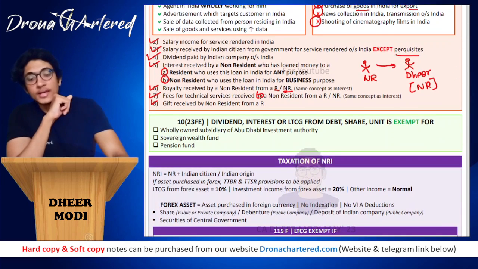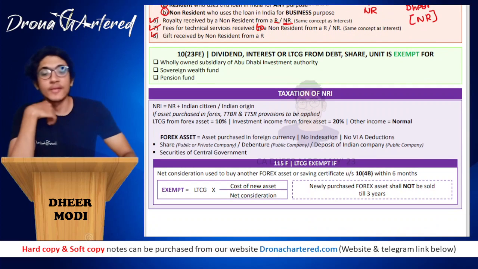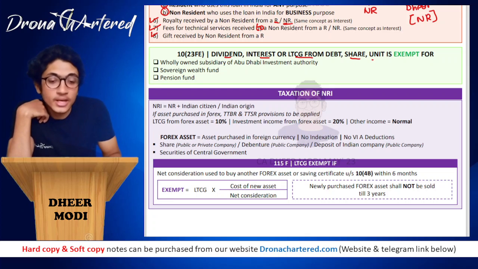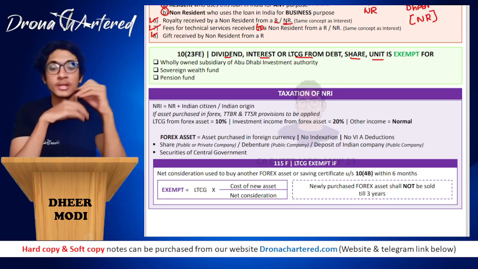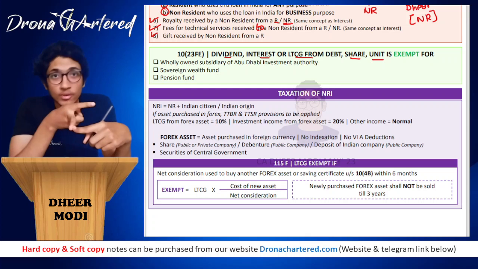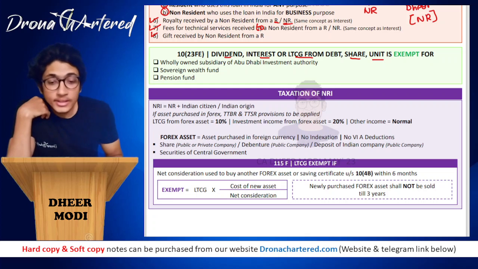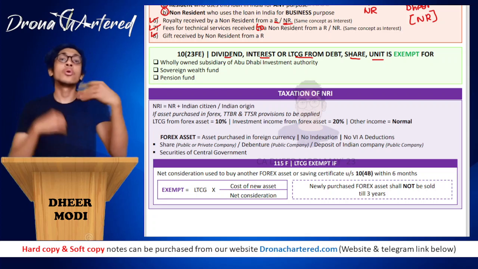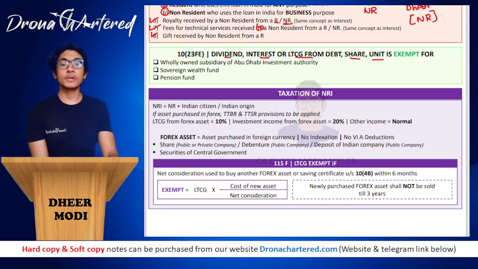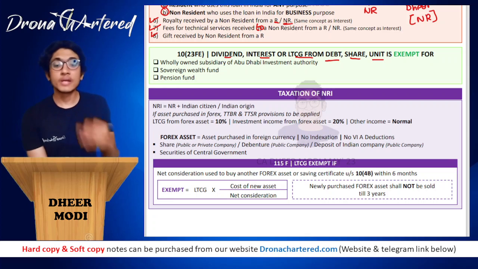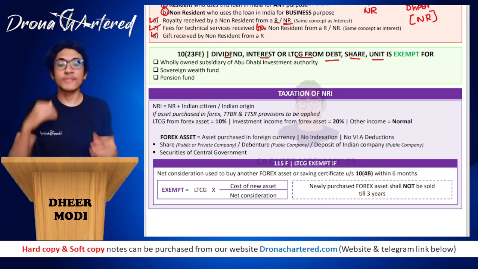Okay. Now next is your section 10(23FE). 10(23FE) says that your dividend, interest or LTCG from debt, share or unit, so any long-term capital gain. First is any dividend that you earn from stock, any interest that you get from bonds or loans. Dividend, interest or LTCG, that means on selling the assets, if you get a long-term capital gain from your debt, share or unit, it will be exempt for some specified people.